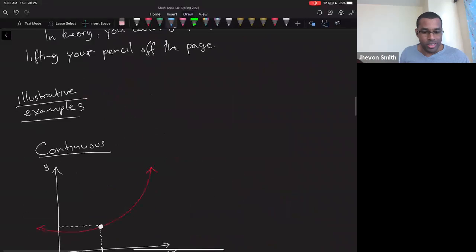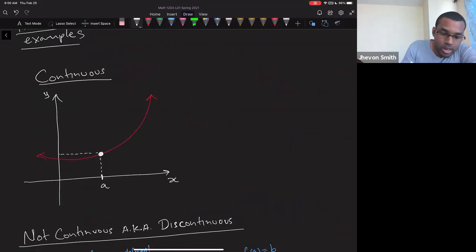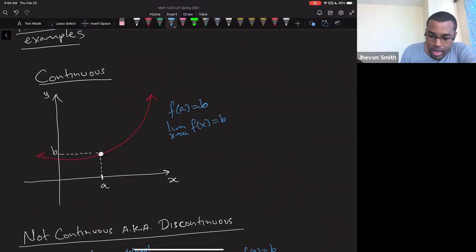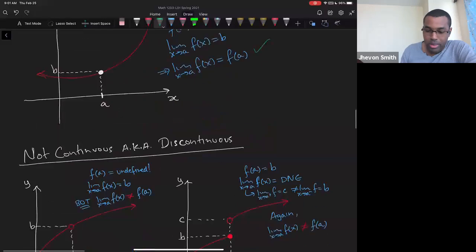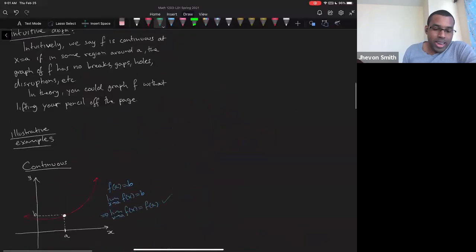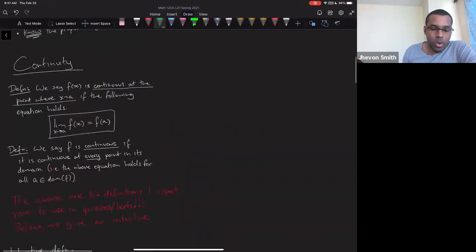And if it is continuous, that equation is going to work. You're going to notice here that I would have f of a equals b. I would also have the limit as x approaches a of f of x equals b, and that means they're the same. And look at the result. I can graph through a without lifting my pencil off the page, right? So whenever we're continuous, this equation works, and whenever we're not continuous, it doesn't, right? It's an if and only if, right?